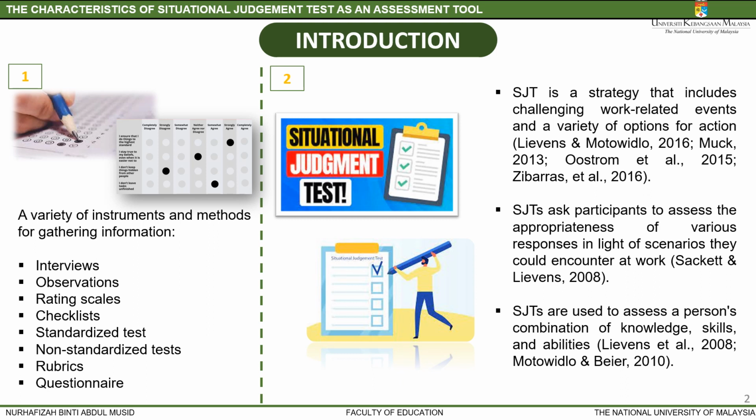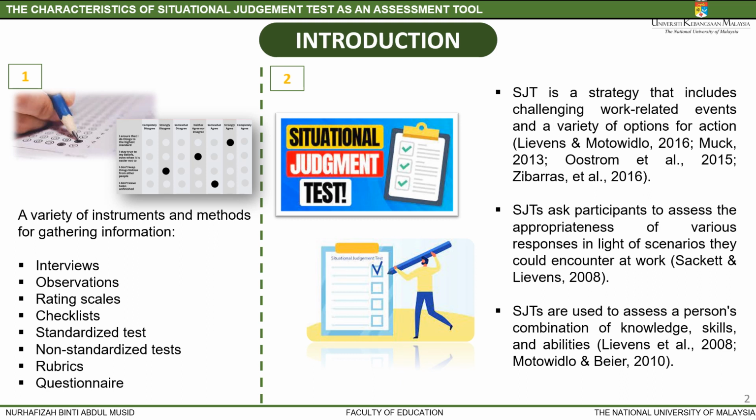Introduction. Information can be gathered using a range of tools and techniques, including interviews, observation, rating scales, checklists, and standardized and non-standardized tests. With such checklists, other instruments are used such as rubrics and questionnaires. However, checklists and other formal assessment methods cannot evaluate if an individual is accurately depicted. Because of this, the situational judgment test is being presented as an alternative for a thorough assessment of a person's action.